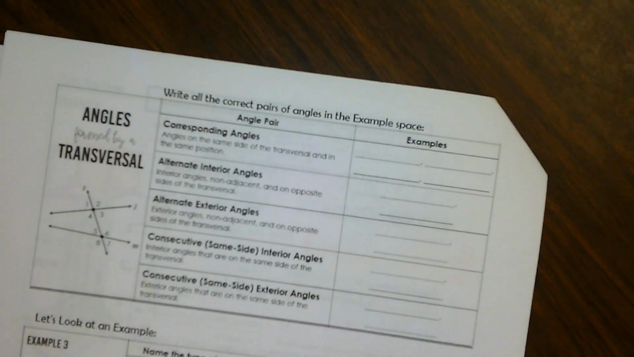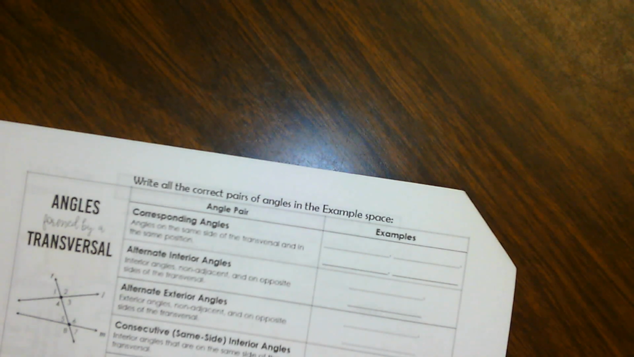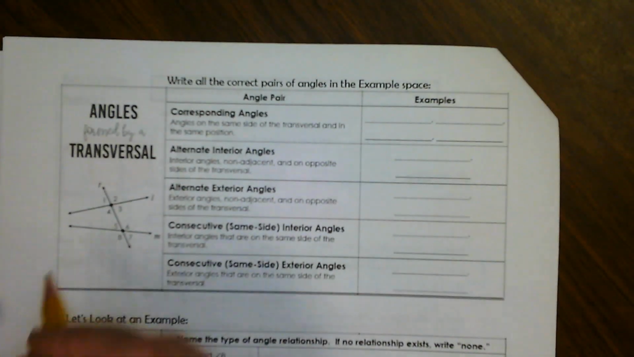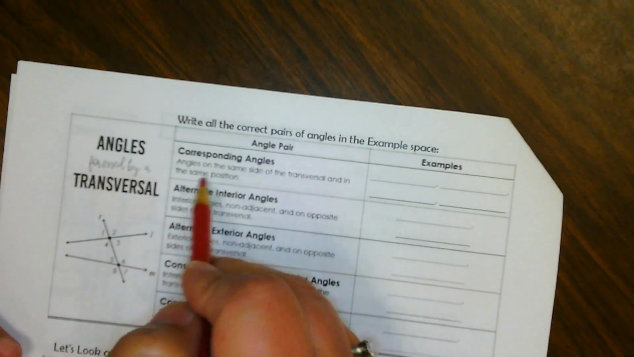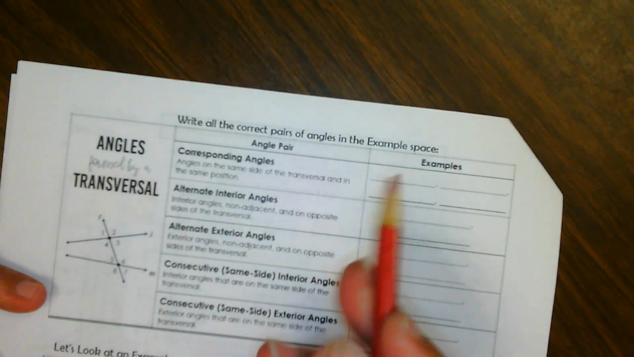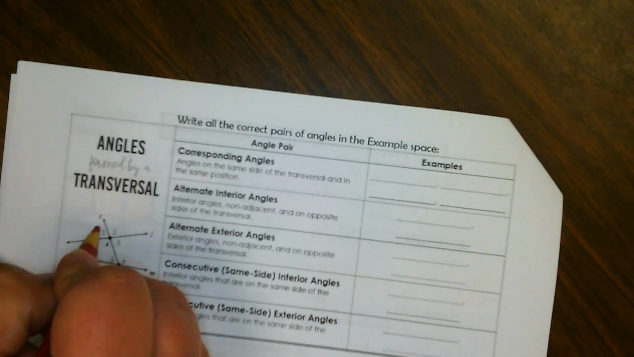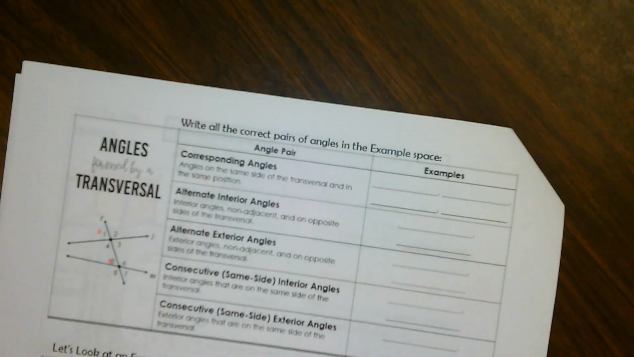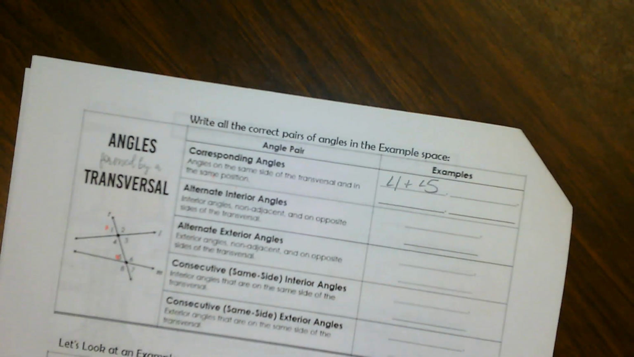So, we've got some angles that are formed by a transversal. Here is a picture of two lines that are crossed by a transversal. I'm going to try to color code this for you in this video. Corresponding angles are angles on the same side of the transversal and in the same position. That would be angle 1 and angle 5. They're both above the parallel line and to the left of that intersection.